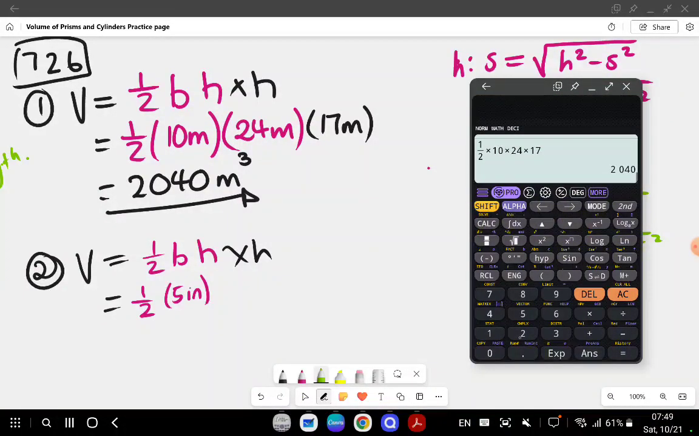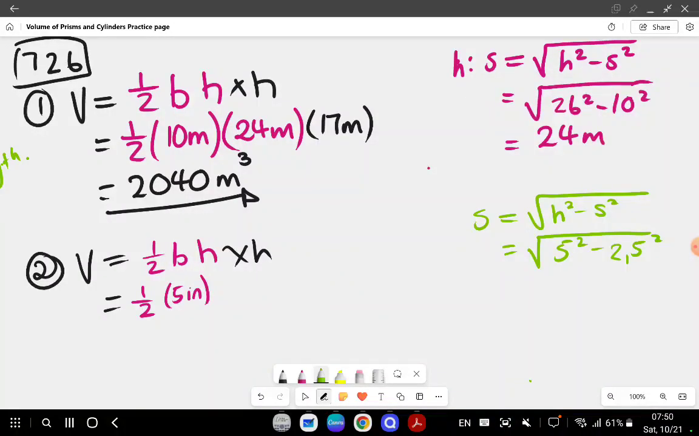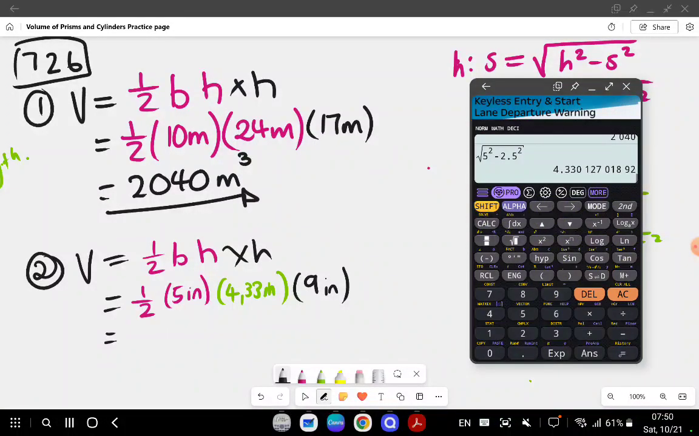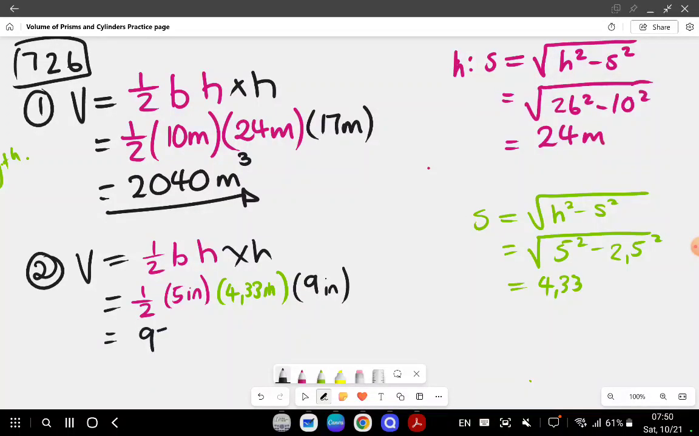So now I'm going to say square root of 5 squared minus 2.5 squared is giving me 4.33. So I put that in, 4.33 inches, and I multiply that with a height of 9 inches, and that's going to give me half of 5 times 4.33 times 9, which equals 97.43. 97.43 inches cubed.